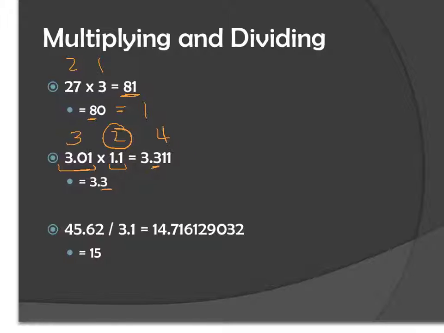And then finally, 45.62. We have 4 sig figs, 3.1 we have 2. We end up with this big long number. We only want 2 sig figs in our answer, so we're going to have to round to the nearest 1. So this is going to round up to 15.